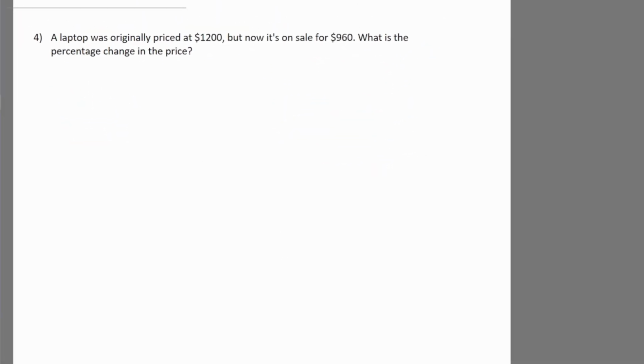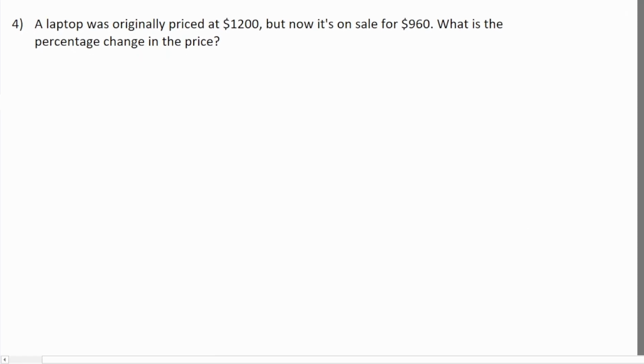Now, let's take a look at this question. Again, pause the video, try to solve it on your own. A laptop was originally priced at $1,200, but now it's on sale for $960. What is the percentage change in the price?